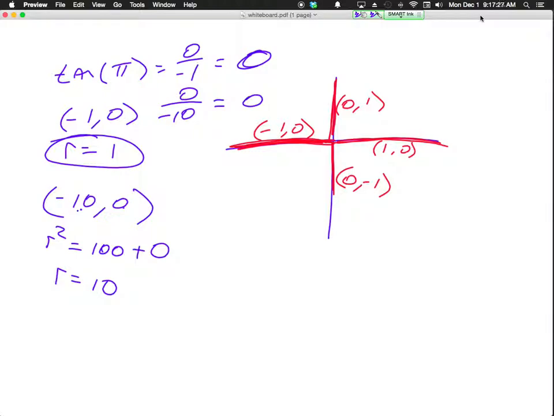Alright, page 251, 2 to 24 even is what we're working on. While you're working on that, I'll come around and show you what you got on your quiz.